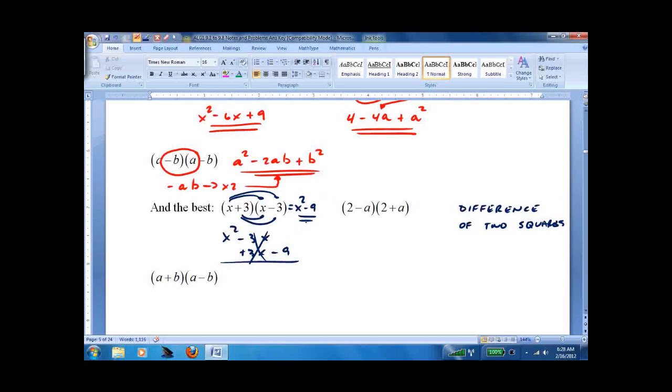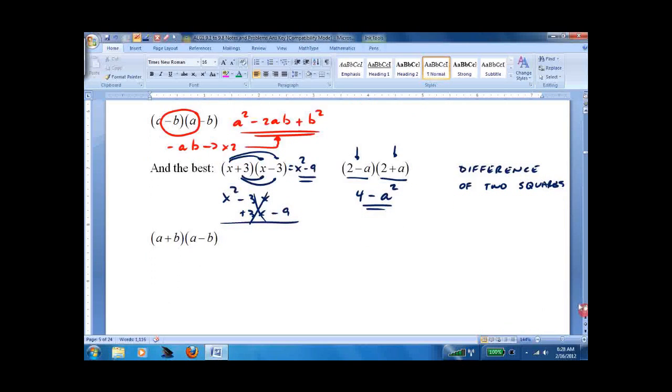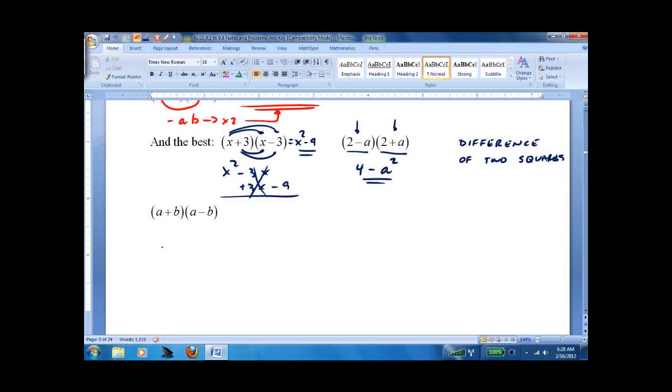So now we don't even have to worry about the middle terms. If you see identical terms with different signs, it's going to be 2 times 2 is 4, minus, always minus, a squared. Done. Again, middle terms vanish. So the first term, a squared, minus the last term, b squared. That's it.